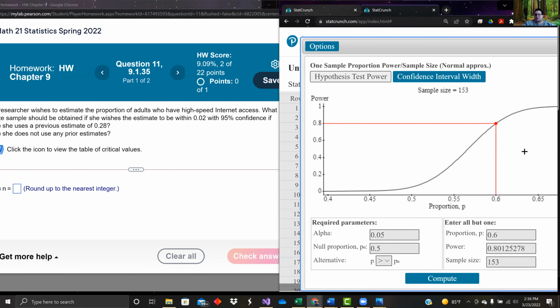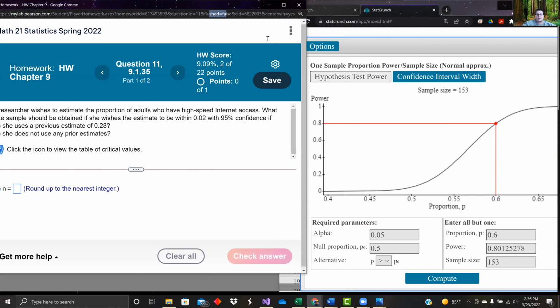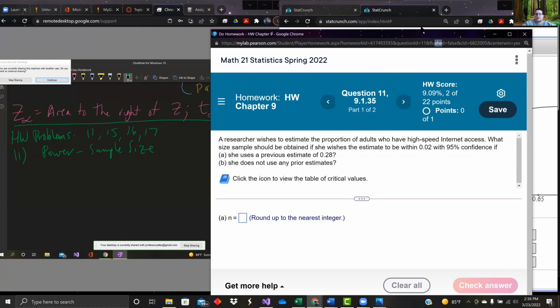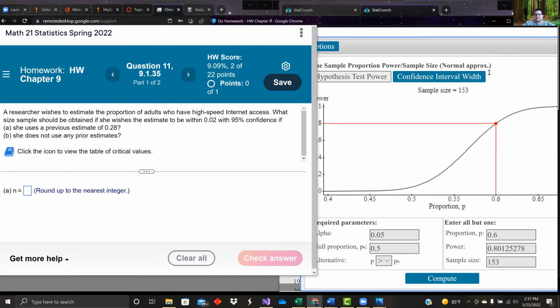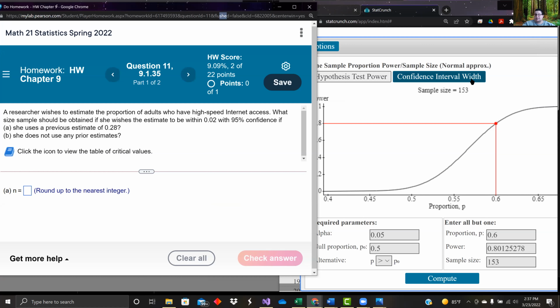Power sample size, oh, I didn't tell you this. You want to, let me move this out of the way. You want to click on, what is it called? Confidence interval width. Okay, and we're going to use stuff from there. And that's this box right here. Confidence interval width.